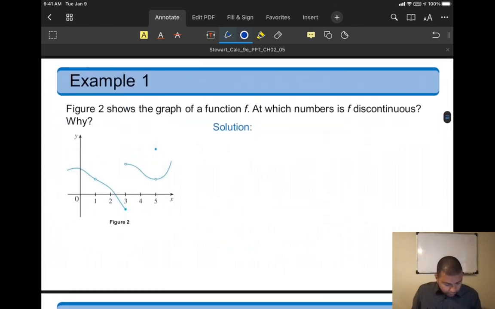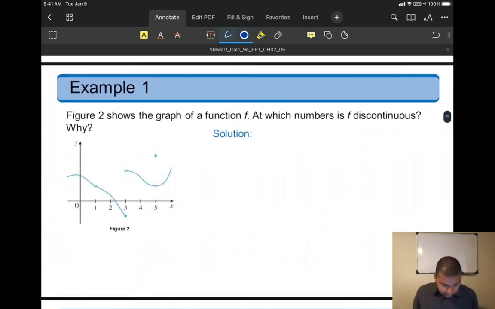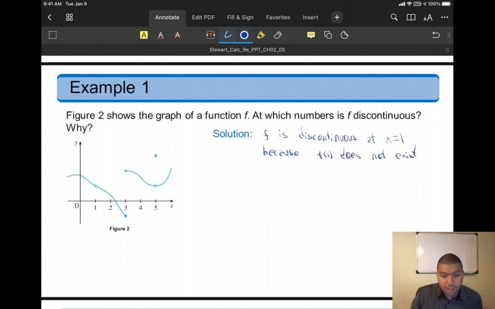Okay, keep going. Figure 2 shows the graph of a function. At which numbers is f discontinuous and why? So first of all, I'll start at 1 here, right? f is discontinuous at x equals 1, and that's because f of 1 does not exist. Okay? It had to exist. The limit exists as x approaches 1, but f of 1 does not exist for it to be equal to the limit, right? So that's the first.